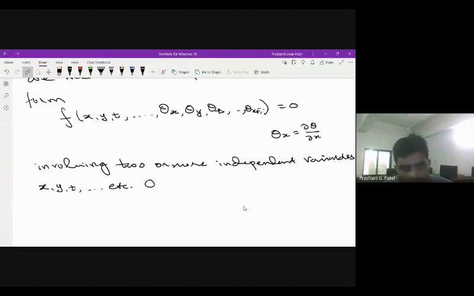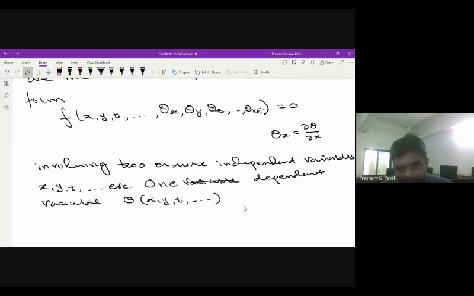And there is one dependent variable, theta, which is a function of x, y, t, etc., in Cn, in some domain D. A domain means a connected open set. That is the meaning of domain.